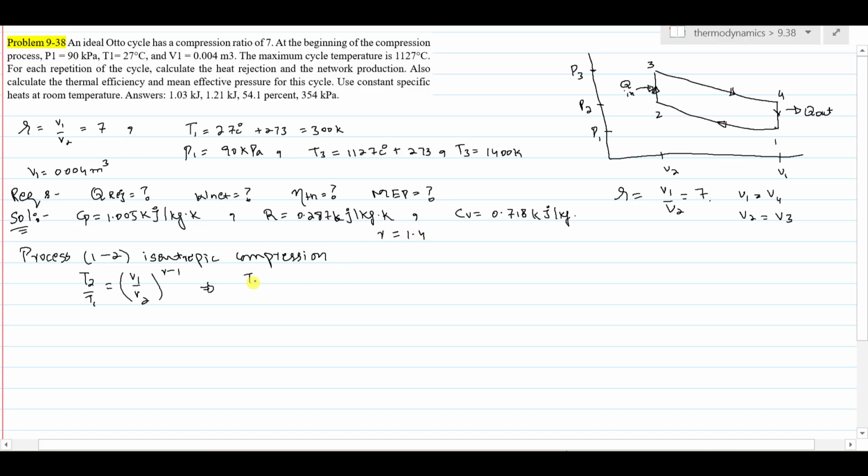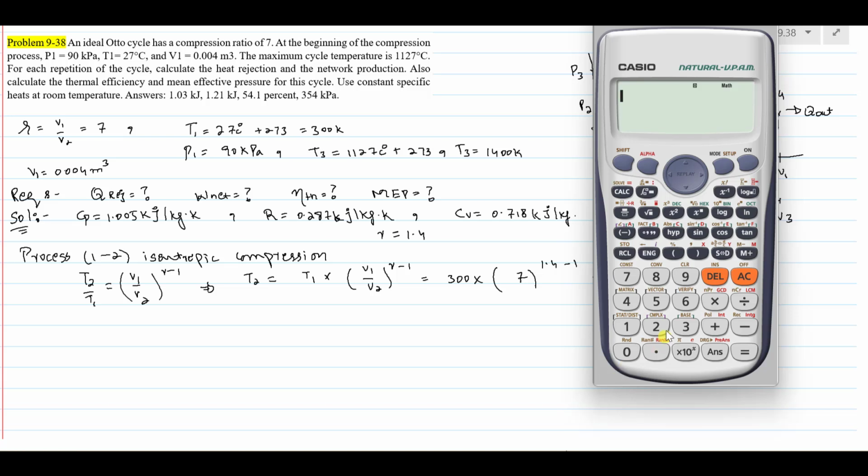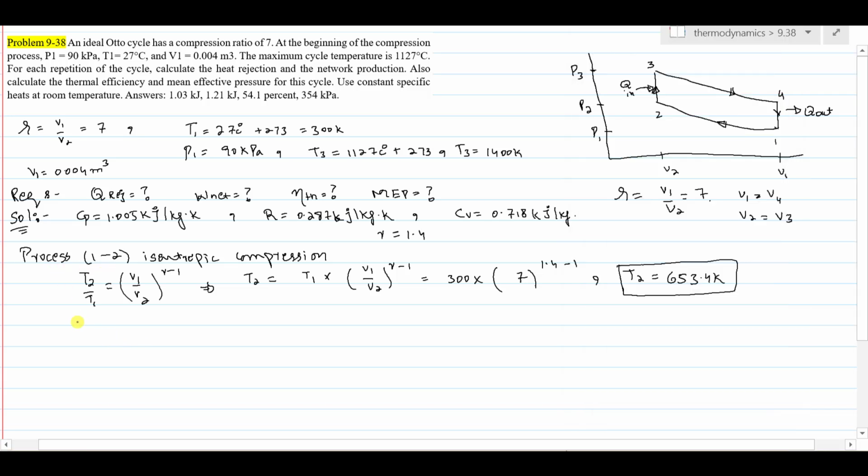For air, T2 is equal to T1, which is 300 Kelvin, times V1 divided by V2, which is 7, to the power of gamma 1.4 minus 1. After solving this on the calculator, you will get the value of T2, and it is equal to 653.4 Kelvin.